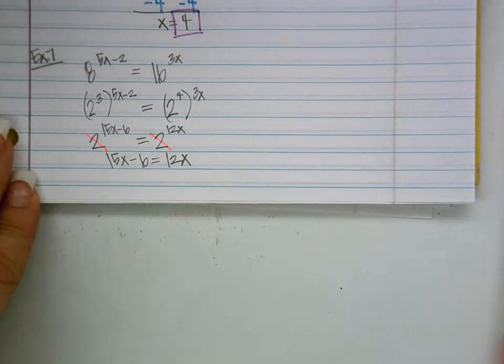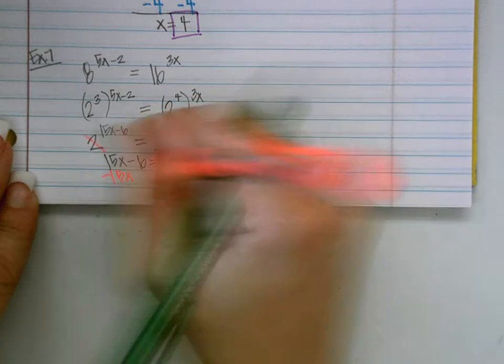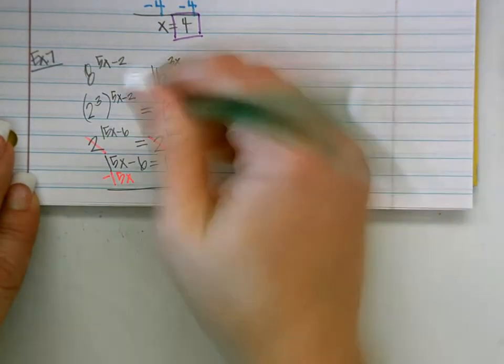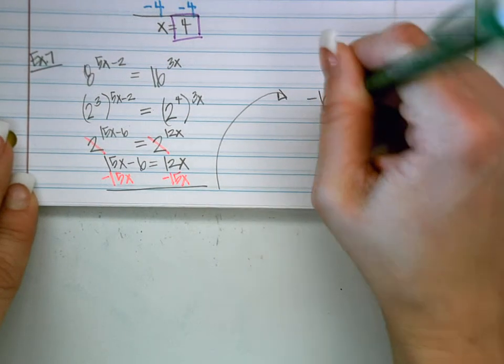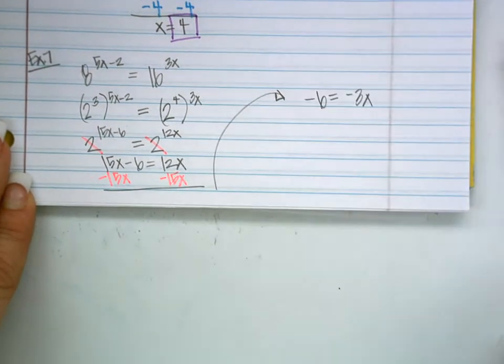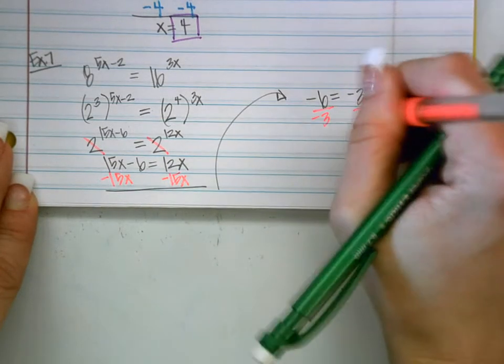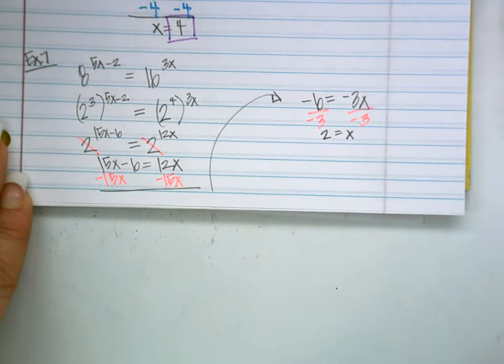Doesn't really matter which way, okay? I'd move the 15x. Otherwise you're going to have to move 2 things. So that would give you, move over a little bit, negative 6 equals negative 3x. Divide both sides by negative 3. And you can get 2 equals x as an answer.